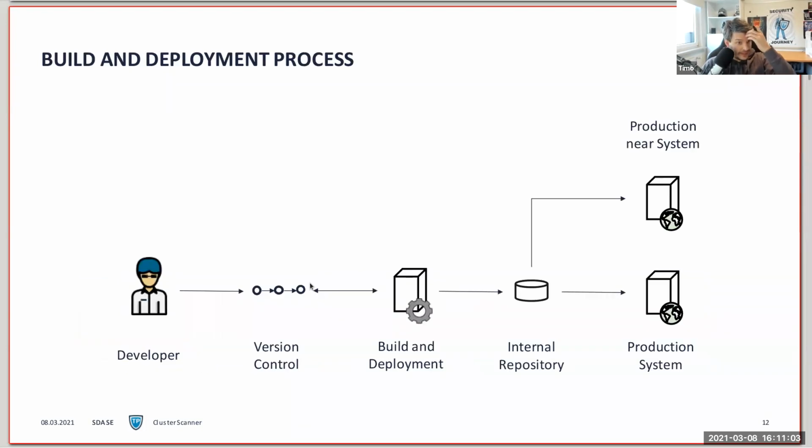Now let's take a brief look at a typical deployment pipeline, which I assume is there in a lot of companies. You have a developer pushing code to the version control system. Then you have a build and deployment server building the application or artifacts, putting them into an internal repository. Then you first roll it out on test, and afterwards to the production system.